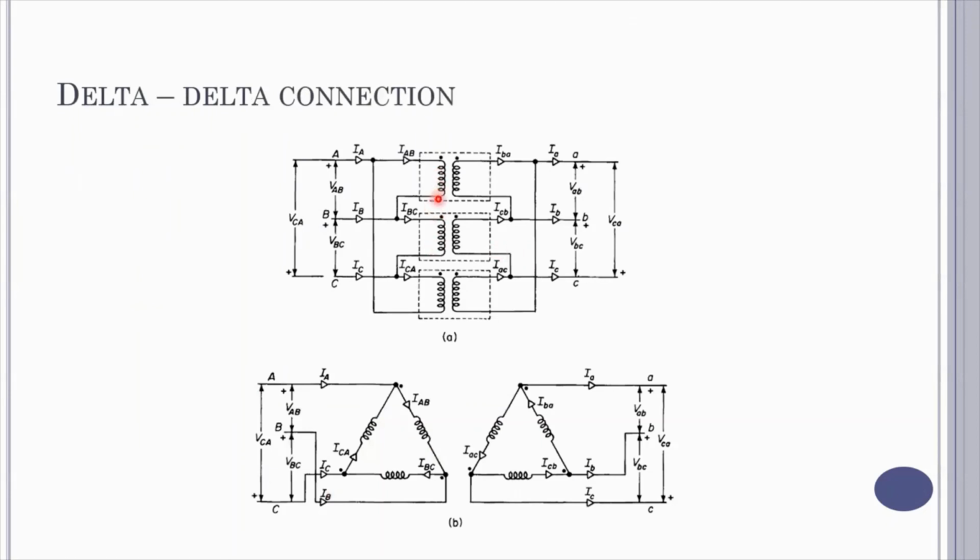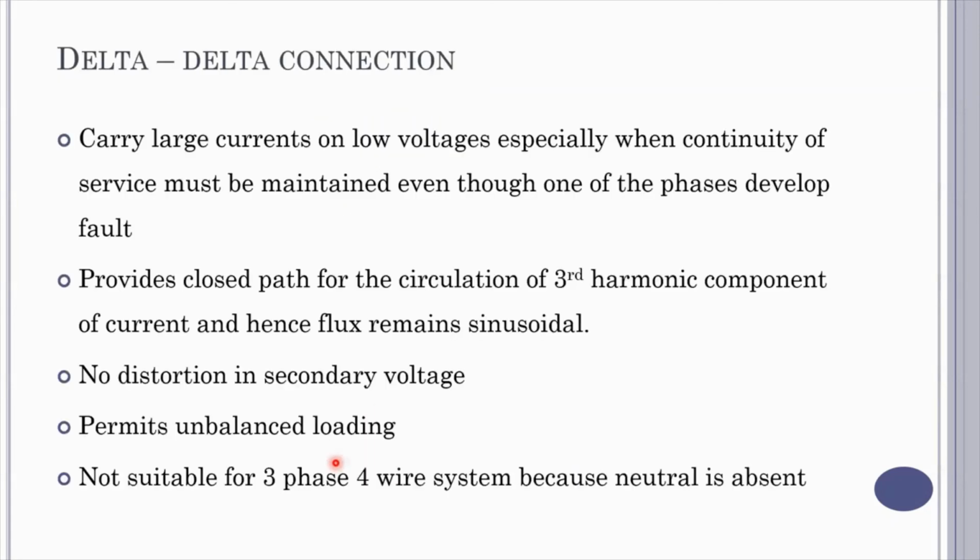And the next connection that we are going to discuss is the delta-delta configuration. So one winding is connected to another winding, which is in turn connected to the other winding. So this forms the delta configuration. So primary, secondary, both are connected in delta, and this delta-delta connection is chosen if we are supposed to carry large current on low voltages.